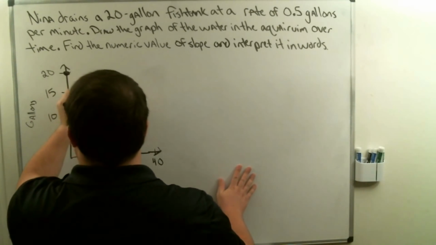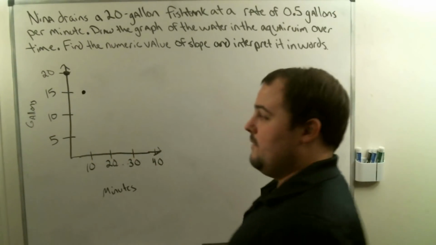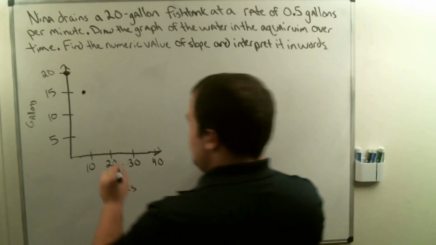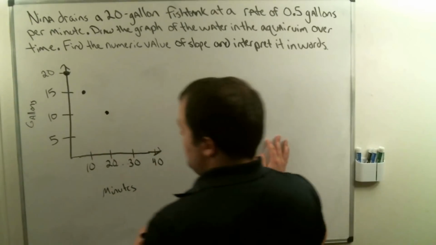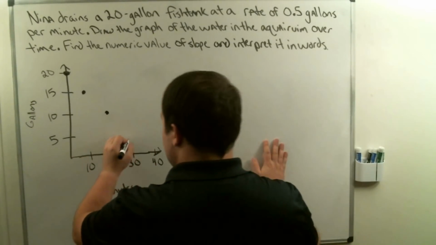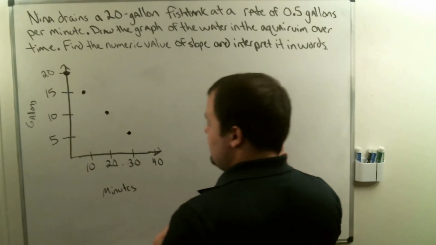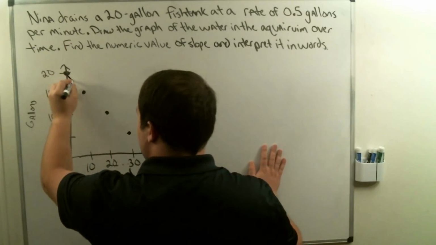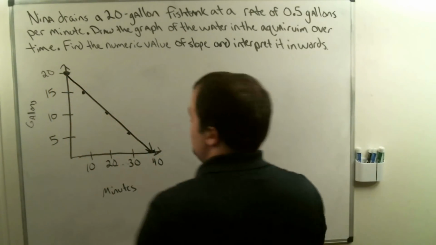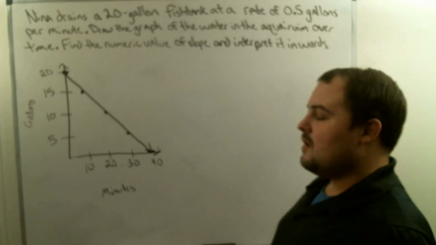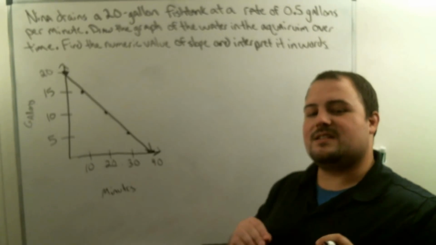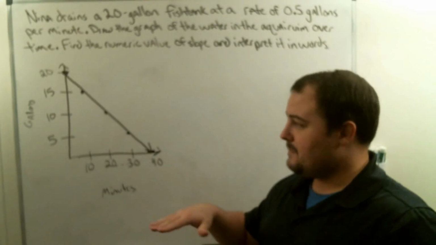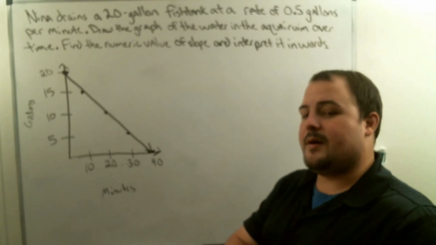So in 10 minutes, the amount of water that would be in the tank would be 15 gallons. Okay. Well, if it's 10 minutes for 5 gallons, then at 20 minutes there'd be 10 gallons left. In 30 minutes, there'd be 5 gallons left. And in 40 minutes, there'd be 0 gallons left. If we graph that, we can see that eventually the water level is completely gone. And we know that the graph should be going down because the water is getting poured out of the aquarium. It's getting drained, so the water level should be going down. So that's why we had to start at 20, because they told us what amount we start at.